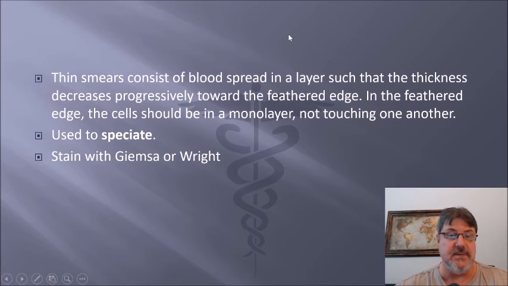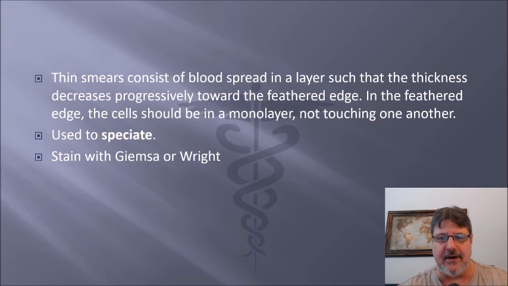And the thin smear, which was on the other side of that slide, is kind of like making a slide for a white cell differential or something like that. This is an even spread layer where it's feathered at the end, so the thickness continually decreases. So it should be at some point a monolayer of RBCs not touching one another. This is the slide you would want to use to speciate your parasite. If you have a bunch of Plasmodium, for example, on the thick smear, you're going to want to speciate it on the thin smear to determine, is it falciparum, is it vivax, etc. And you stain these with Giemsa or Wright stains.